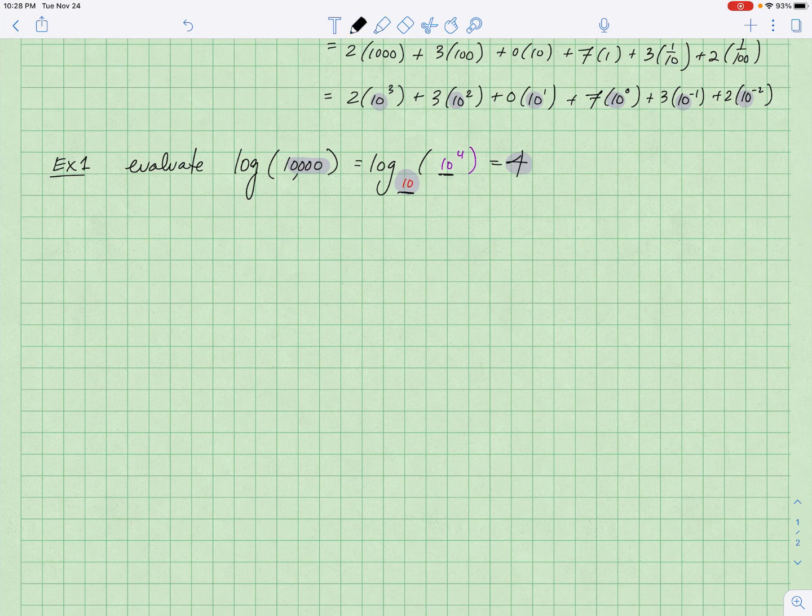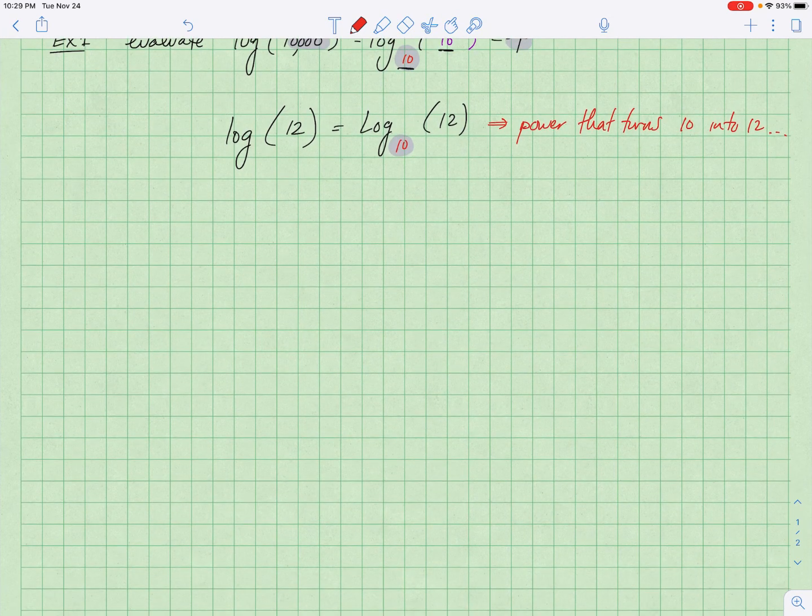However, if we try to evaluate the log of a number that is not a power of 10, the log of 12, let's write it as a log here. The log of the unwritten base of 12. And the unwritten base here is 10. And that is the power that turns 10 into 12. Now, I don't know what that is off the top of my head.